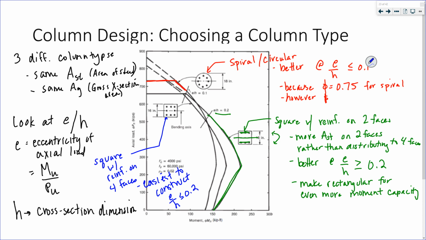If you have a high moment requirement, you're going to move to a square or even a rectangle with reinforcement on two faces.